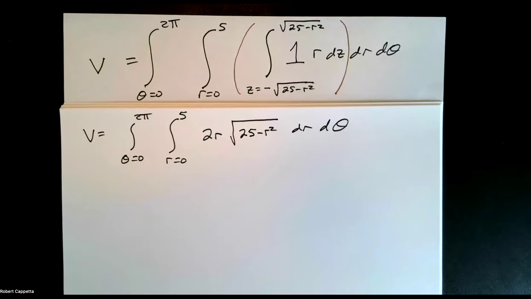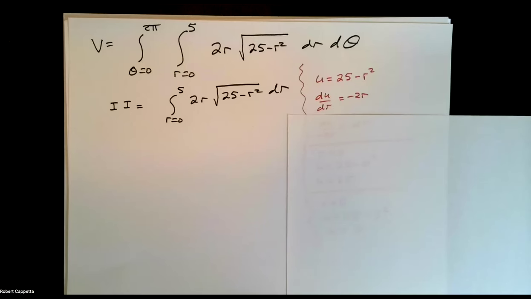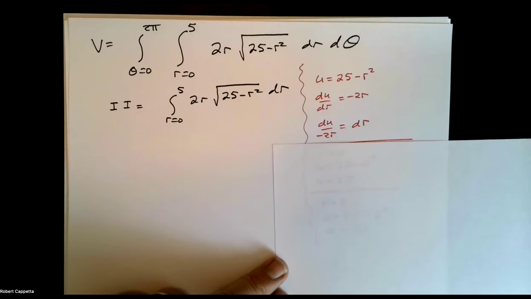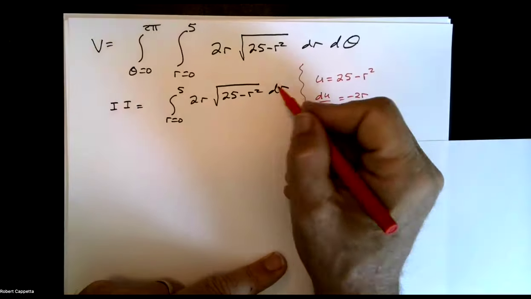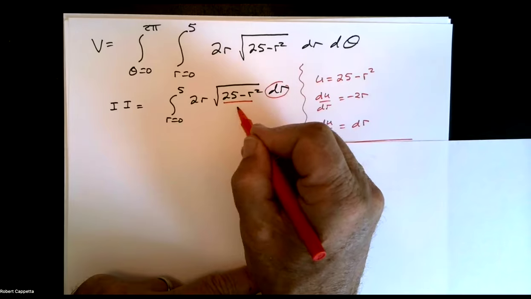So then the next thing I need to do is determine what the inner integral is going to be. This is my inner integral, and I'm going to need to use u substitution again. So I'm going to let u equal 25 minus r squared. So the derivative of u with respect to r would be negative 2r. So du divided by negative 2r would equal dr. So we can make that substitution for dr. So dr will wind up being du over negative 2r. And we see this guy is going to wind up being u.